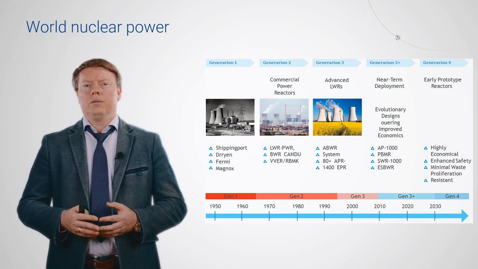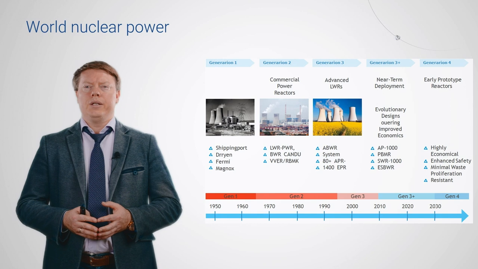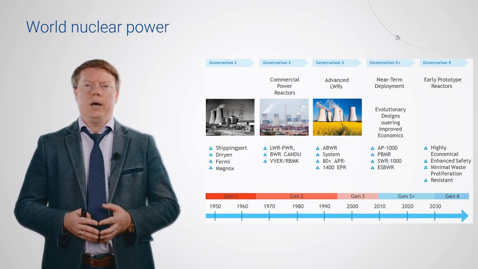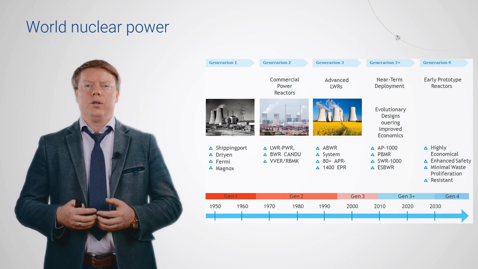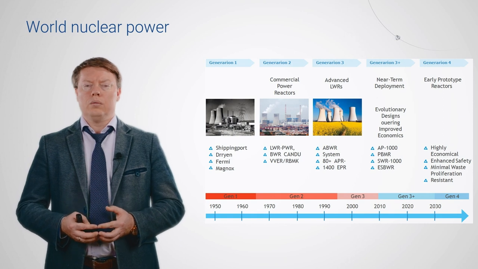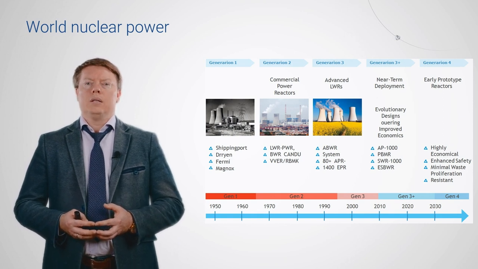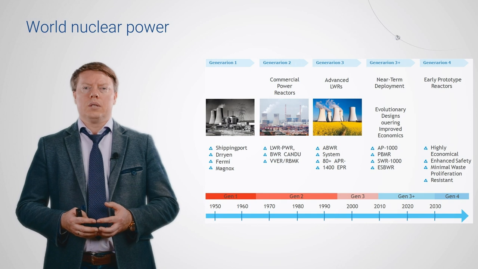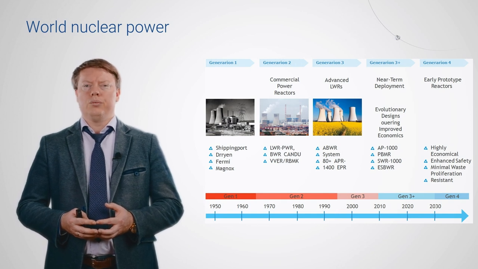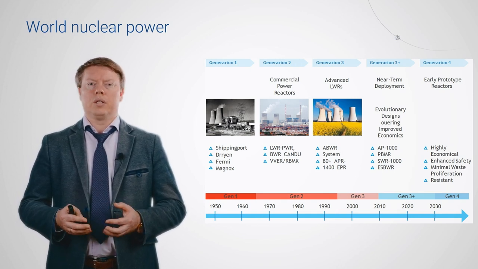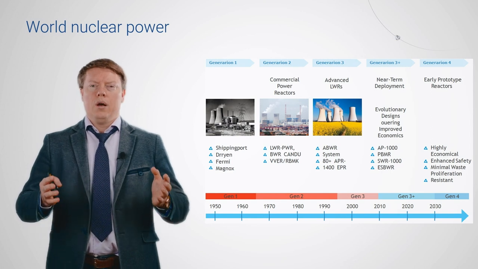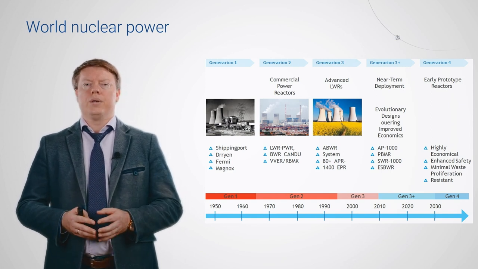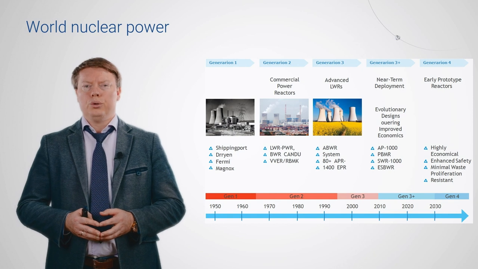And after that, in 1986, we had an accident at unit number 4 of the Chernobyl nuclear power plant. And many specialists say the nuclear reactors which we constructed and started exploiting between those two accidents are generation 2.